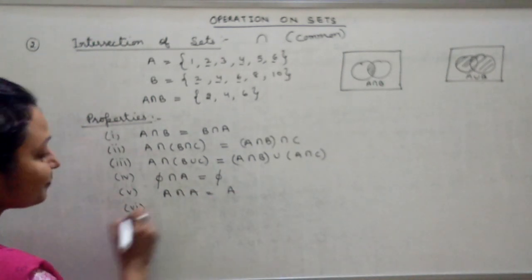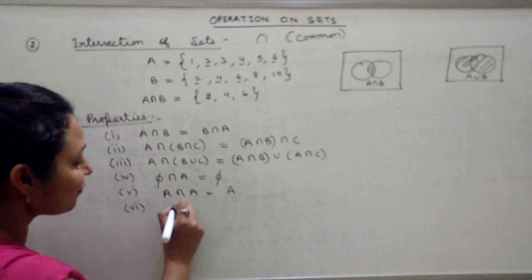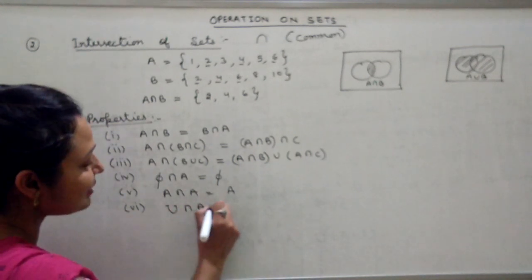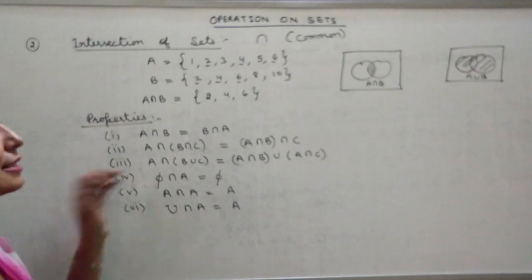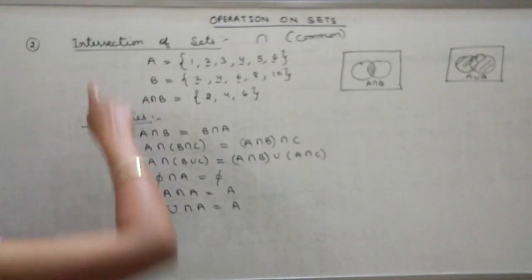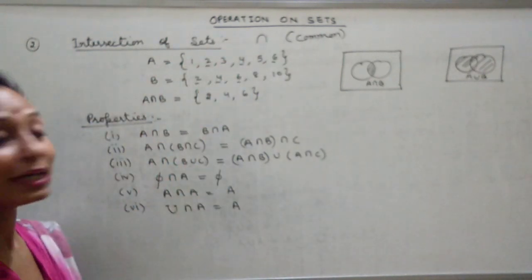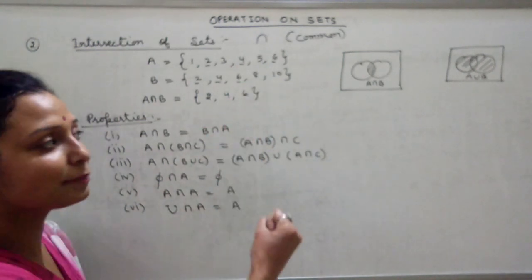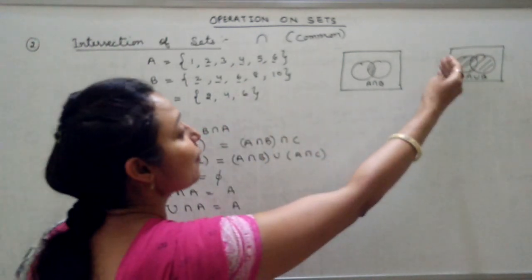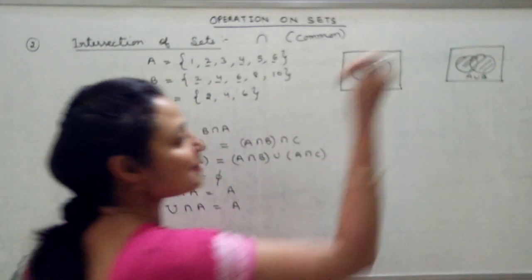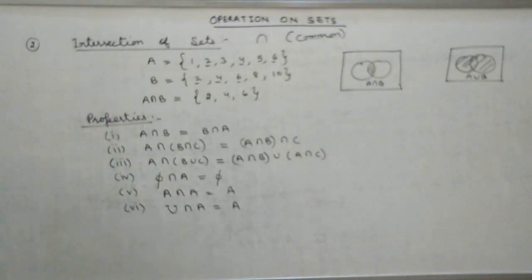Sixth property, universal set intersection A is always equal to A. So these are the properties related to the intersection of sets, in which you have to take the common elements, and union means you have to take A as well as B. Now come to the third operation, that is difference of sets.